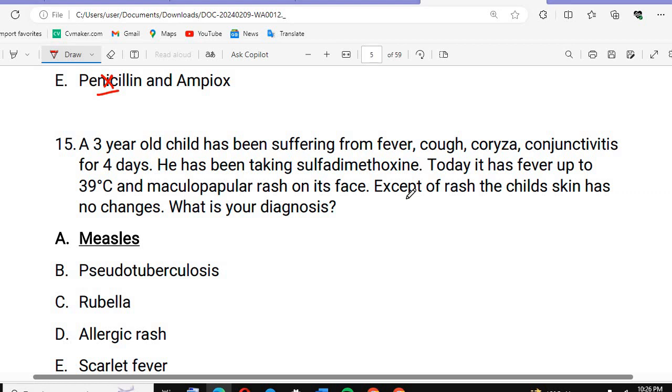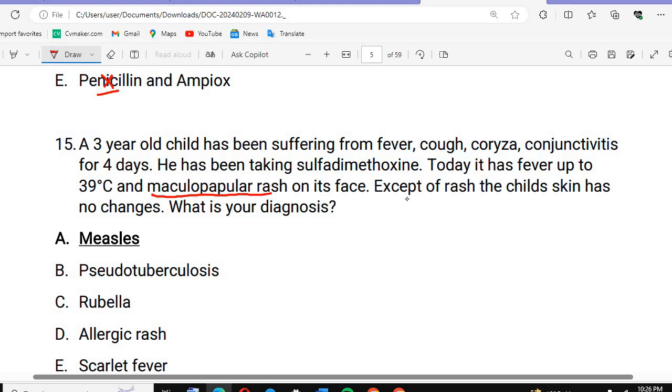The next question: a 3-year-old child has been suffering from fever, cough, coryza, conjunctivitis for 4 days. He has been taking sulfadimethoxine. Today he has fever up to 39 degrees Celsius, and there is a maculopapular rash. So maculopapular rash we see in measles, we see in rubella, we see in scarlet fever, we see in mumps. In all these cases, except for the rash, the child's skin has no changes. What is your diagnosis? There are no changes, just the rash is there.